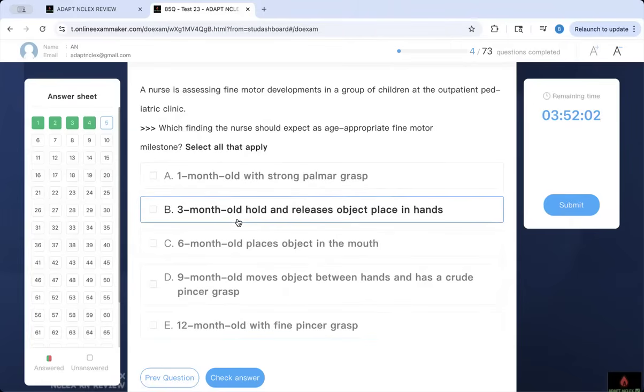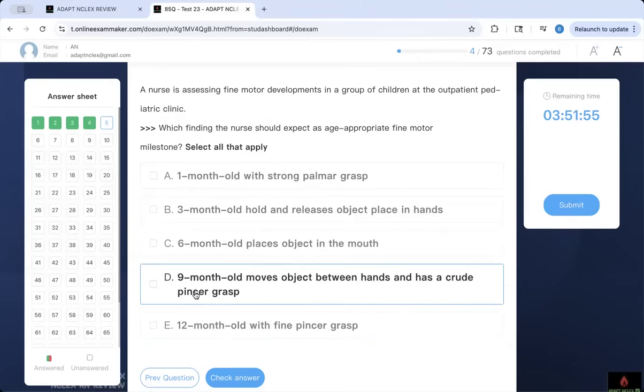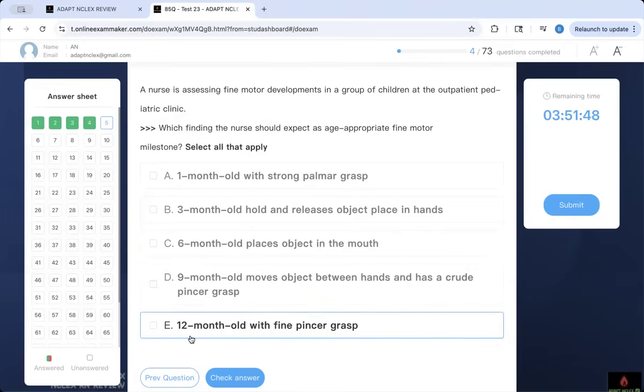A 3-month-old will hold and release an object placed in their hand. A 6-month-old will place an object in their mouth. And a 9-month-old will move an object between hands and has a crude what? Pencil grab. At 12 months, you have a fine pencil grab. Test-taking strategy, a common sense strategy to pick these answer choices. You pick yours, it's a select-all-that-apply. Don't over-select. Pick those that you are 100% confident about. Which one are you 100% confident to pick?